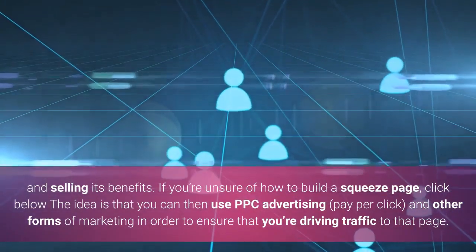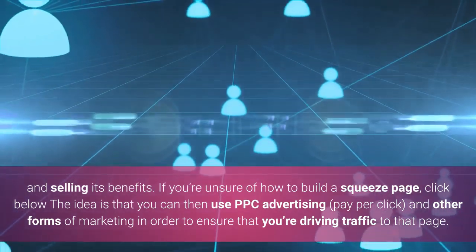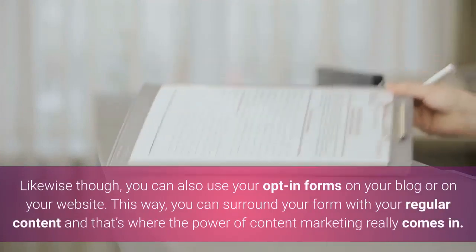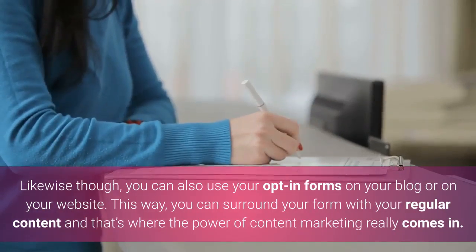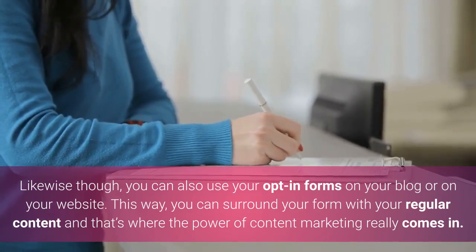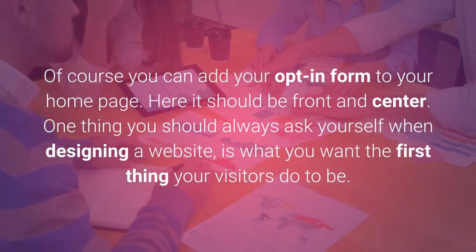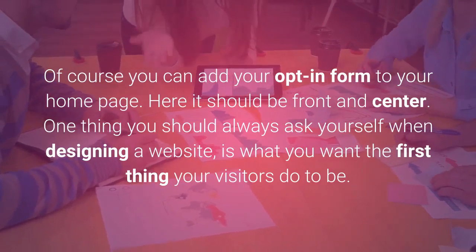The idea is that you can then use PPC advertising, pay-per-click, and other forms of marketing in order to ensure that you're driving traffic to that page. Likewise though, you can also use your opt-in forms on your blog or on your website. This way, you can surround your form with your regular content, and that's where the power of content marketing really comes in. Of course, you can add your opt-in form to your home page. Here it should be front and center.